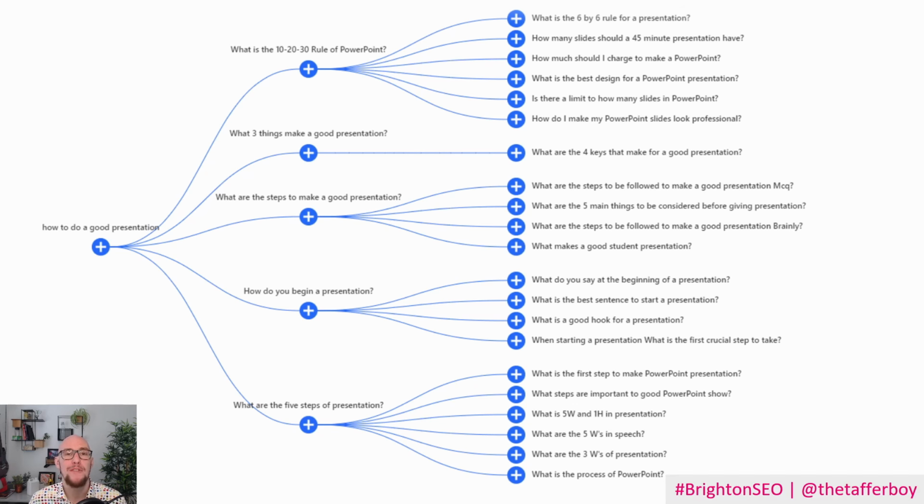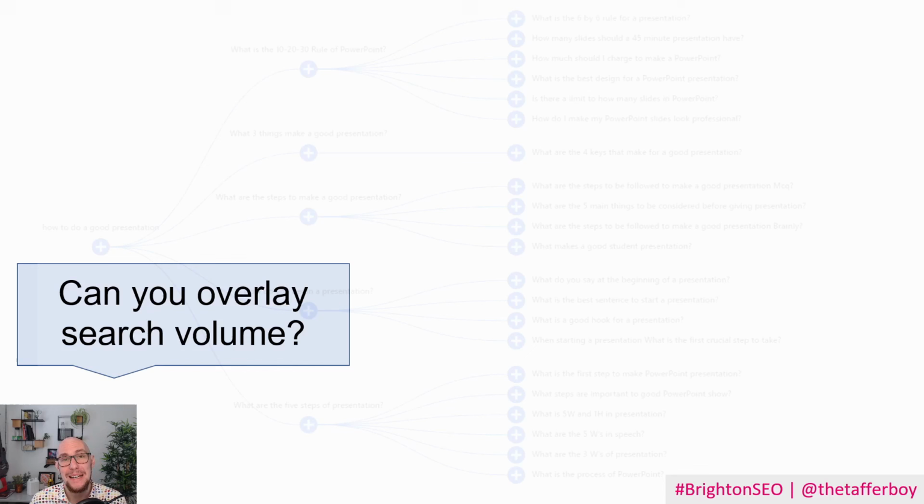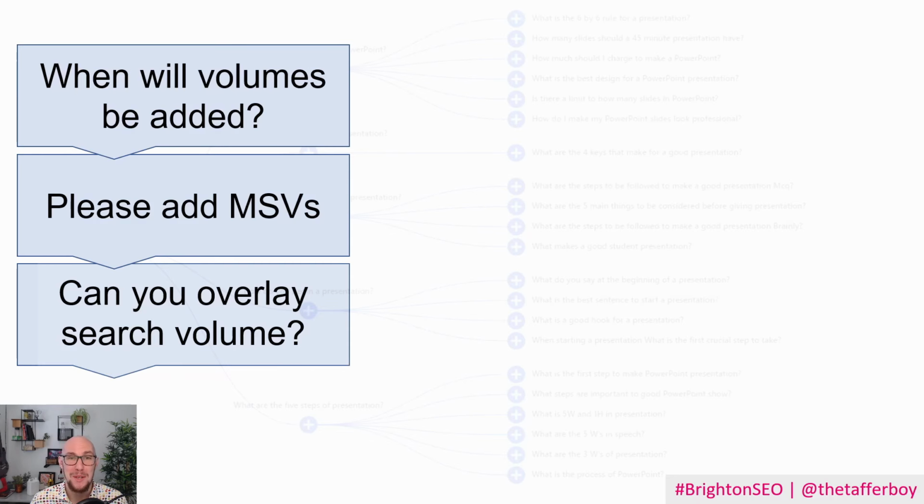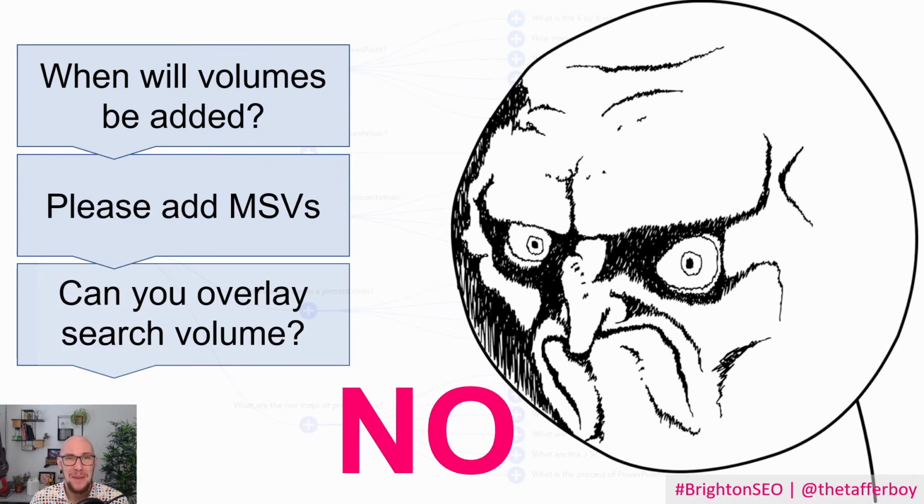And the number one feature request we've had over the last 2 years is, can you overlay search volume? Please can you add monthly search volumes? When will volumes be added? And being a caring product owner, I've taken the time to answer each one of these queries and tell them that no, I will not be adding monthly search volume. And this isn't primarily out of spite.